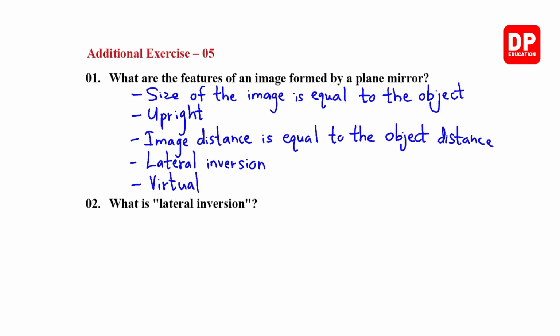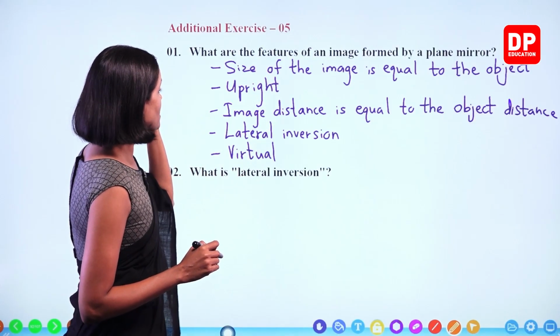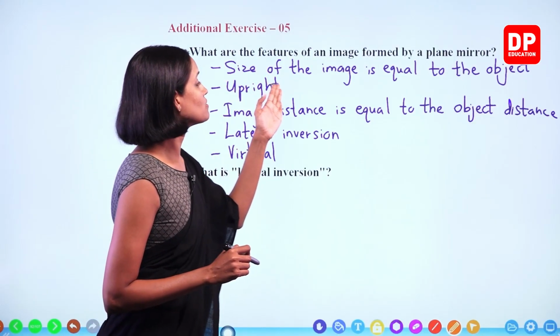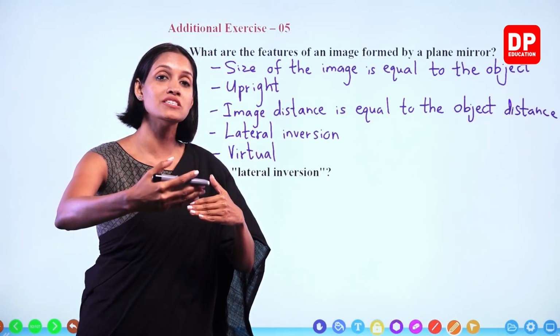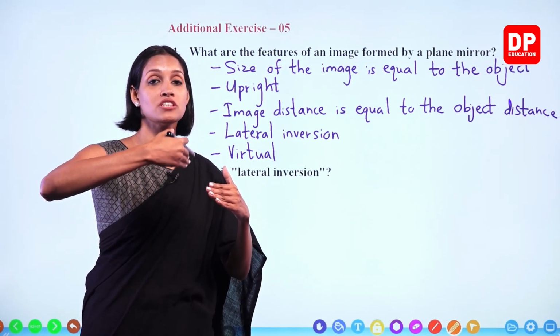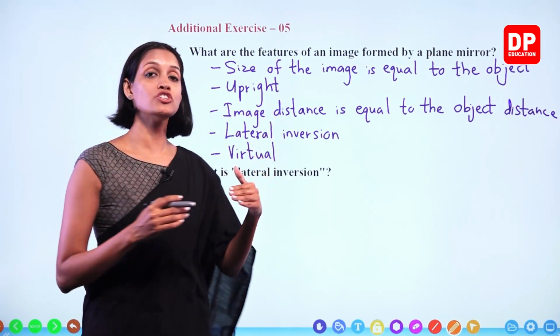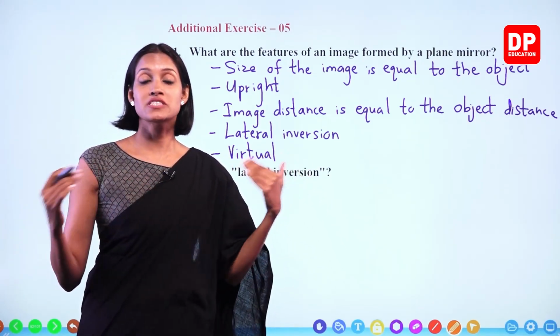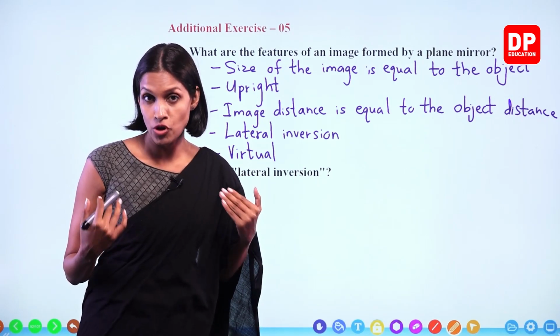Right? What are the features of an image formed by a plane mirror? Size of the image is equal to the object. They are upright. Image distance is equal to the object distance, which means the distance from the image to the mirror is equal to the distance from the object to the mirror. Right? Lateral inversion, which means right and left sides are changed. Okay, virtual means we can't take them onto a screen.